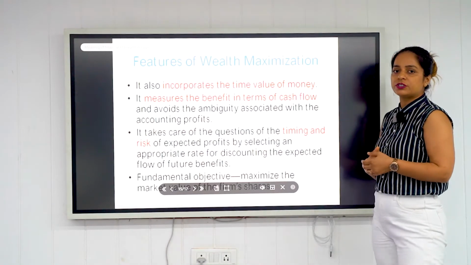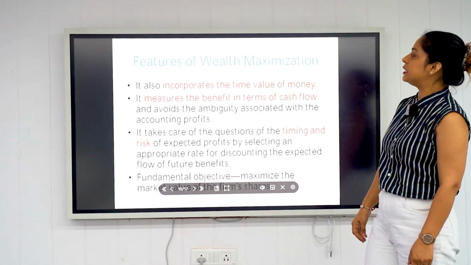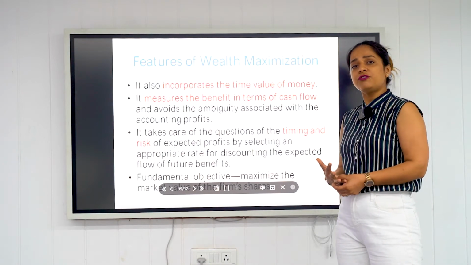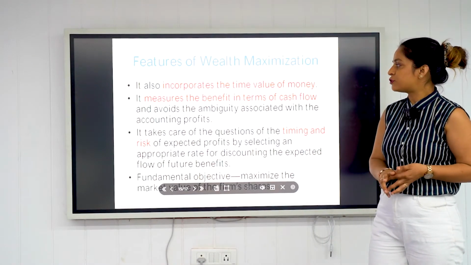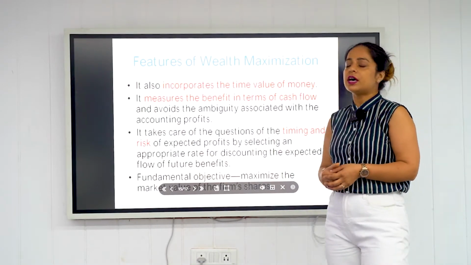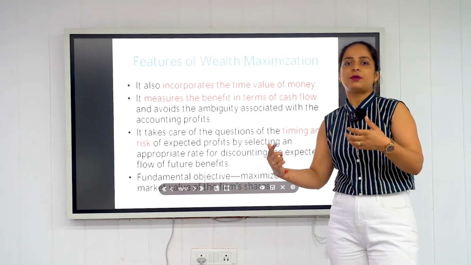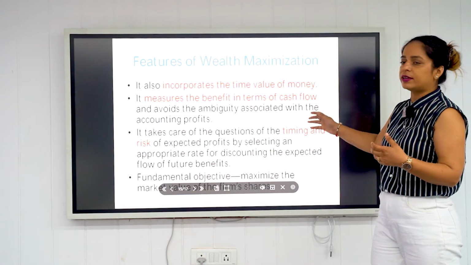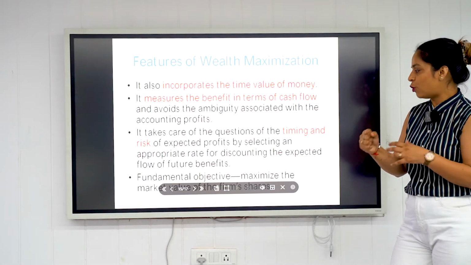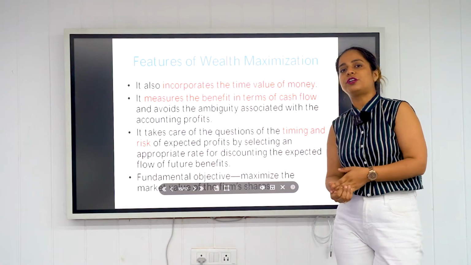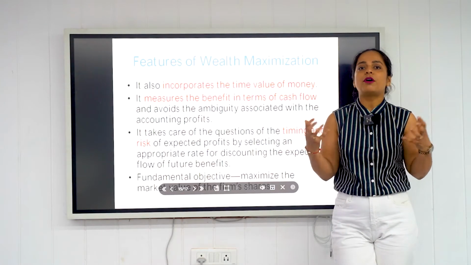So there are various features, that is why we are choosing wealth maximization as a primary objective for the financial management, because it incorporates the time value of the money. It focuses on the time of the return you are getting. It measures the benefit in terms of the cash flow and avoids the ambiguity associated with the accounting profits. Right? It takes care also of the risk. Whatever the negligence that has been there in the profit maximization objective, that has been cured under the wealth maximization decisions. So the fundamental objective is to maximize the market value of the firm and maximize the market value of the shares of the shareholder, so that the image of the company, image of the organization could be better in terms of profits.